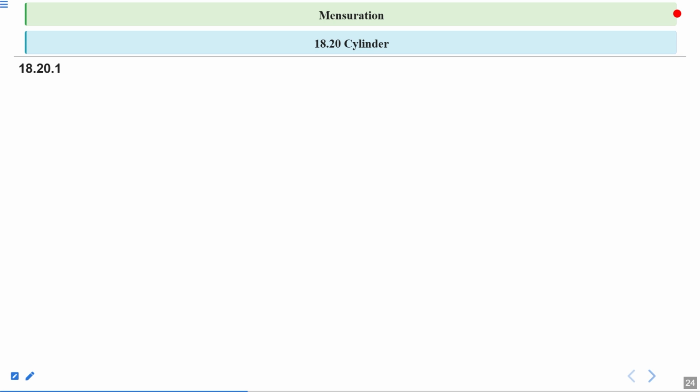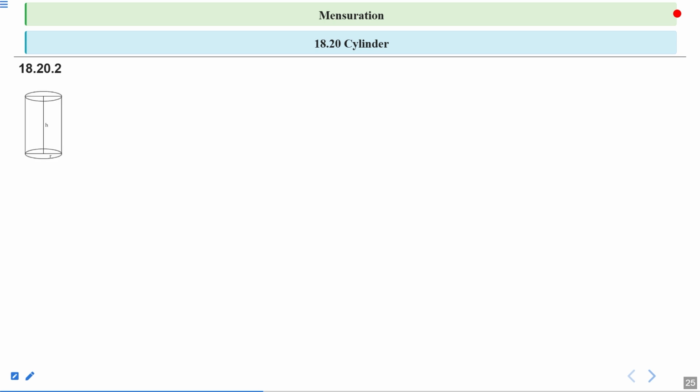Cylinder, 18.20. Now see the first formula of the cylinder. So this is the diagram of the cylinder, radius r and height h. So the volume of the cylinder is pi r square into h. Next one.